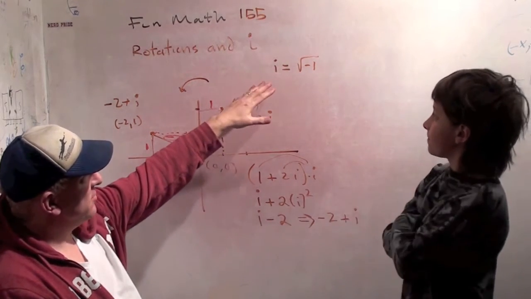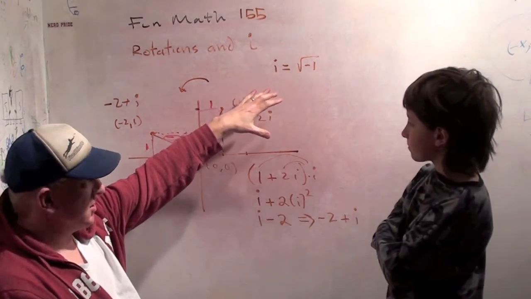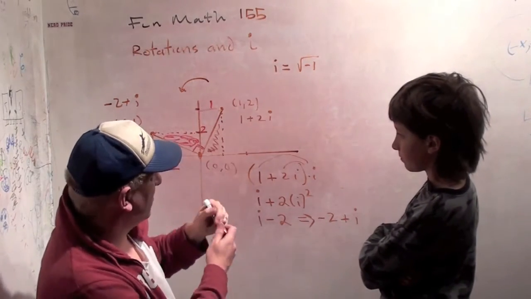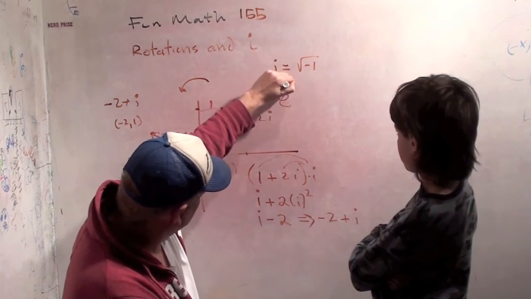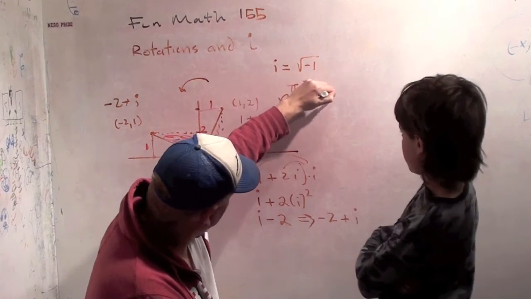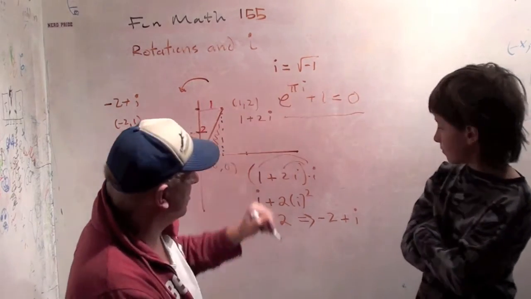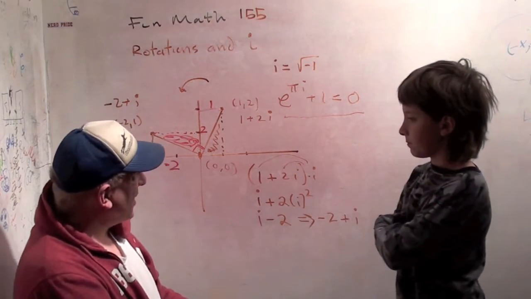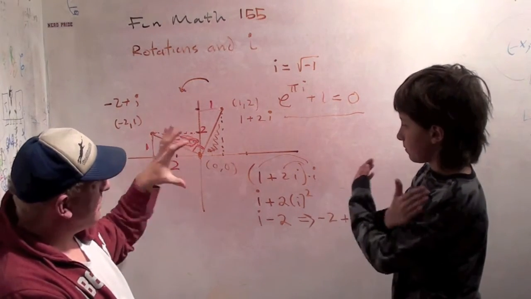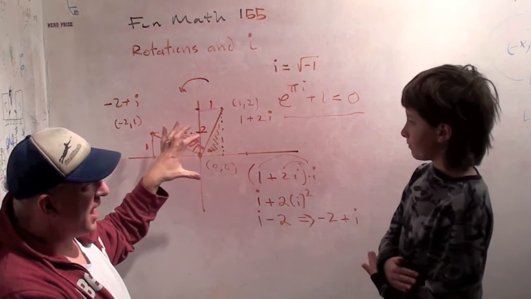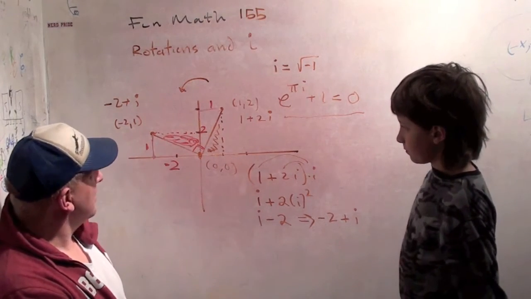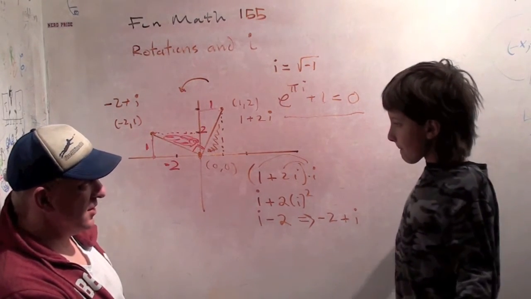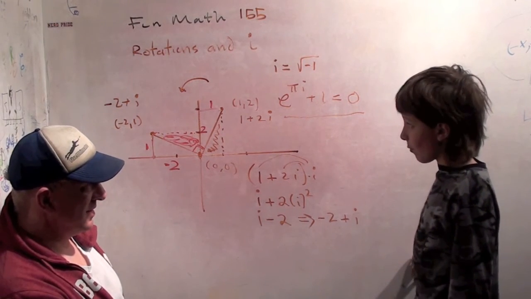So i, we've only talked about i in a couple situations. We've defined it as the square root of minus 1. We talked about this formula, e to the pi i plus 1 equals 0. I haven't explained this formula. I just said this connects a bunch of really famous numbers. But here's an actual geometric interpretation of the number i as rotating by 90 degrees. Can you believe that?